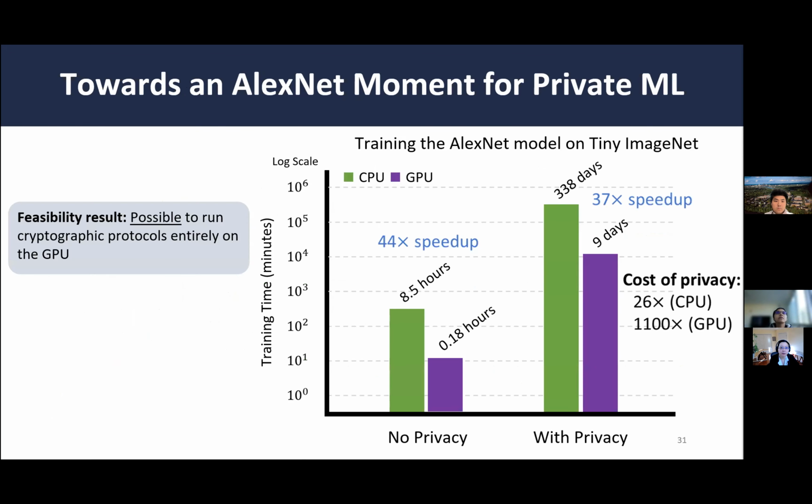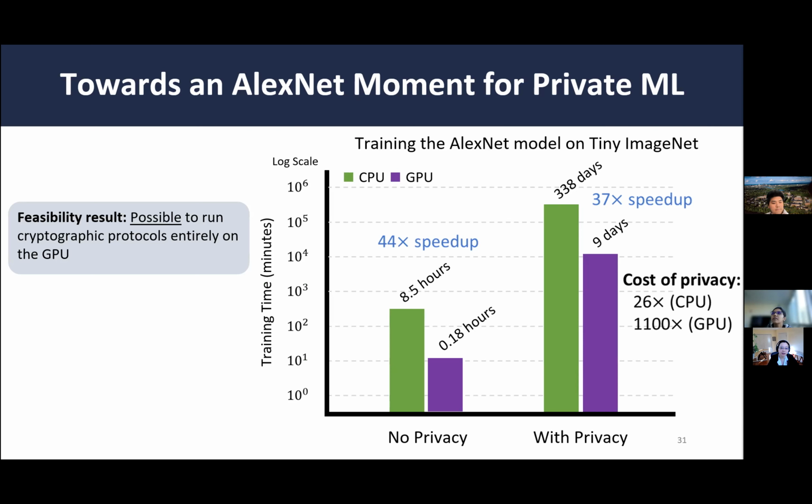So this is a moment finally towards modern machine learning for privacy-preserving machine learning. But there's still a very long way to go, as AlexNet is from back in 2012, and there are many more larger models and larger datasets for us to support, especially for privacy-preserving training. So we demonstrated the possibility to build a secure multi-party computation framework fully on the GPU.